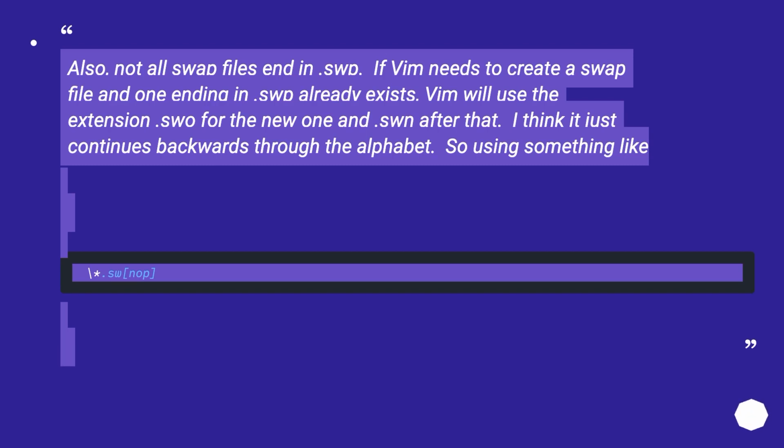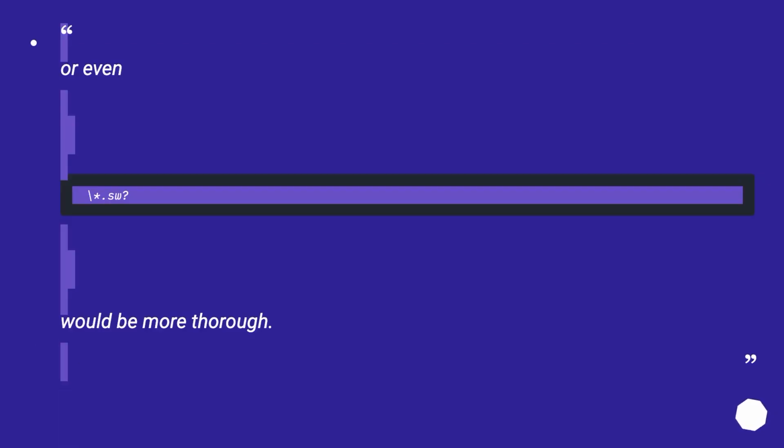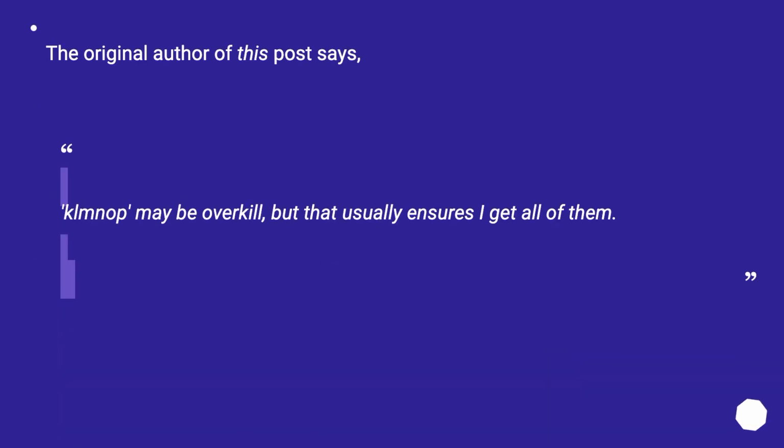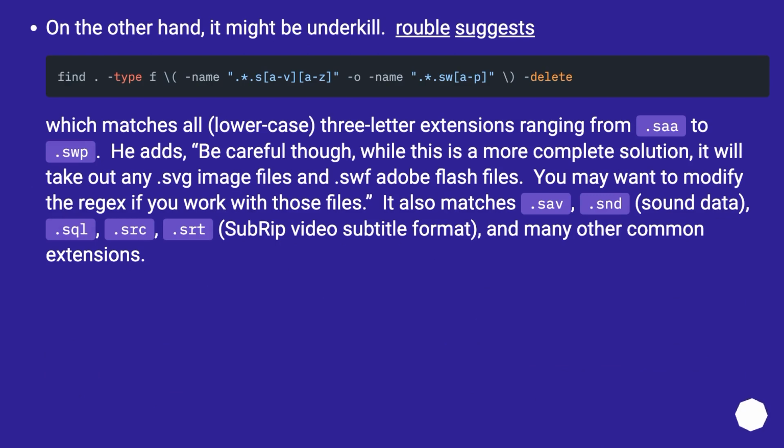So using something like this, or even this, would be more thorough. The original author of this post says, "Not may be overkill, but that usually ensures I get all of them." On the other hand, it might be underkill.